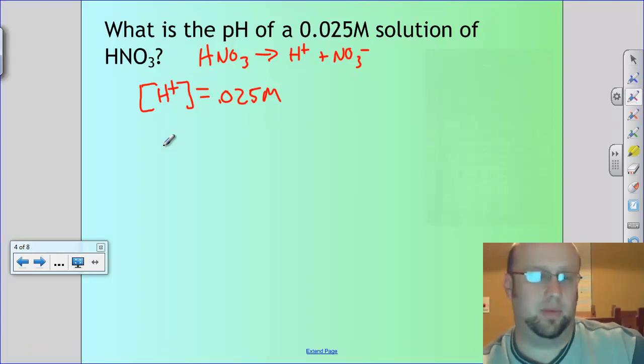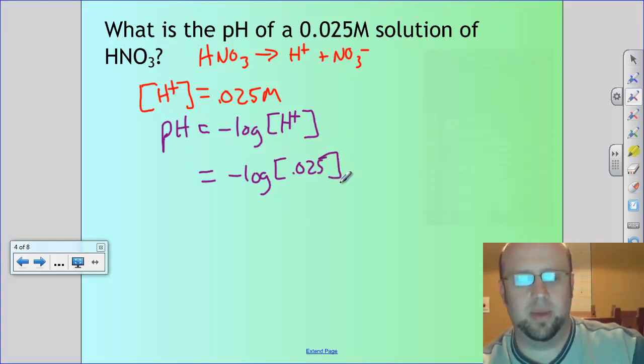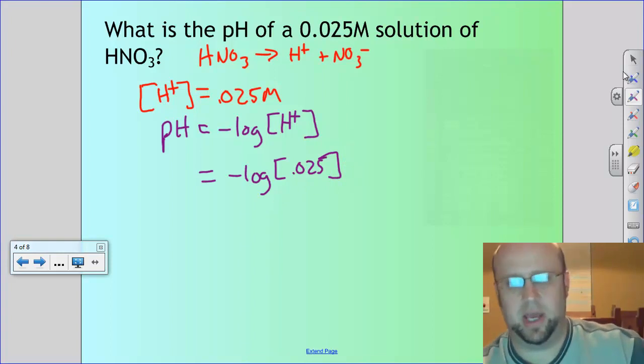And really, my formula is pretty simple. I only need one thing to be able to calculate this: negative log of H plus. I know what my H plus is, so I'm just going to plug it in. It is the negative log of 0.025. Now, what you may be saying to yourself is, okay, how do I work that on the calculator?